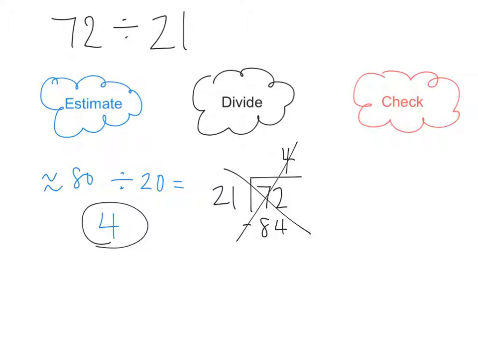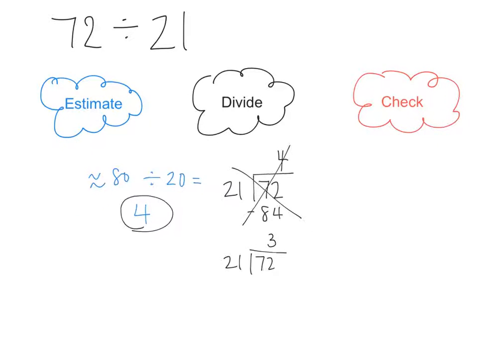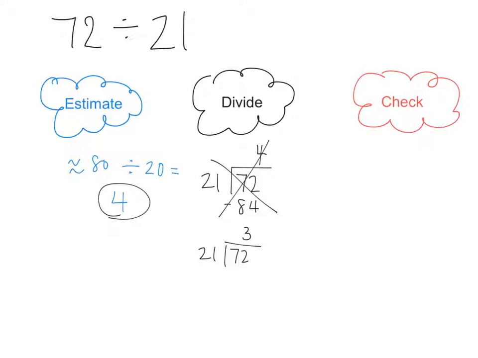So let's try again. 72 divided by 21. If 4 was too big, what should we try this time? 3. Okay. What's 3 times 21? 63. 63, okay. So what do we have left over? 9. So our answer, our quotient is 3, remainder 9.